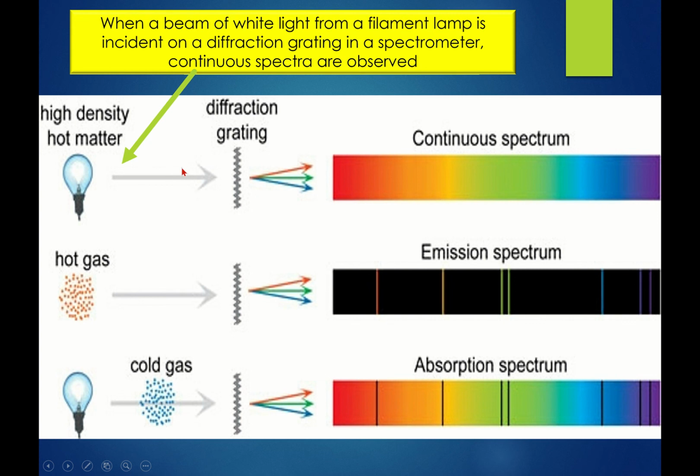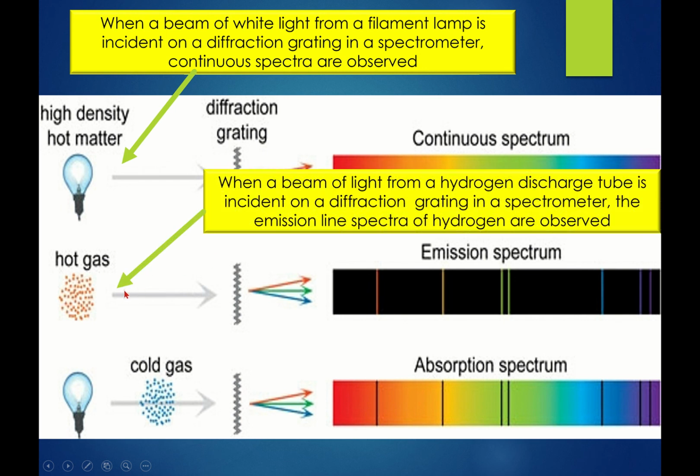Okay, in this schematic diagram, when a beam of white light from a filament lamp is incident on a diffraction grating in a spectrometer, a continuous spectrum is observed. So instead of using a prism, we can also use a diffraction grating to get the spectrum.